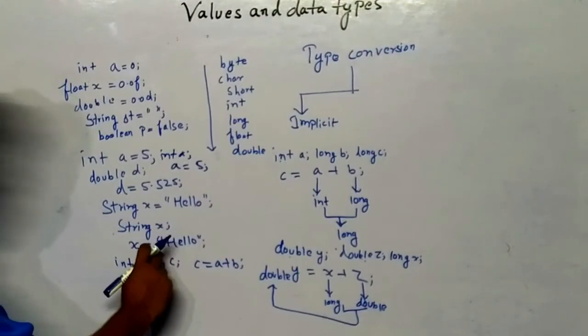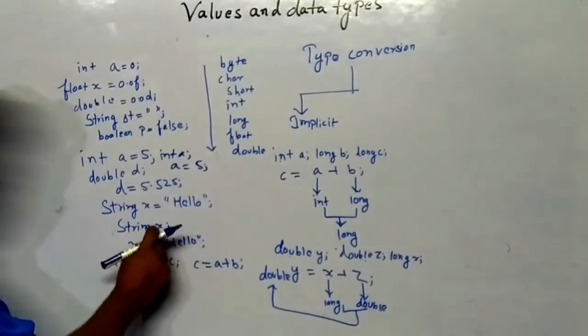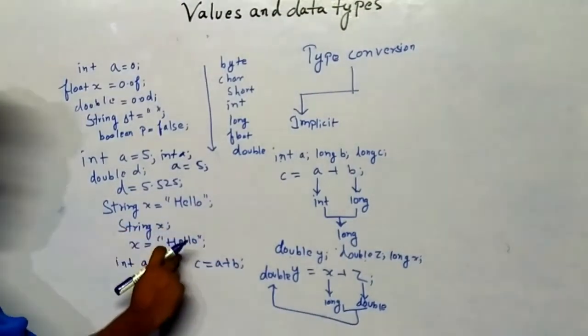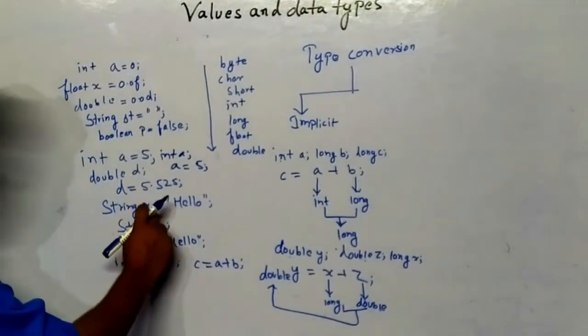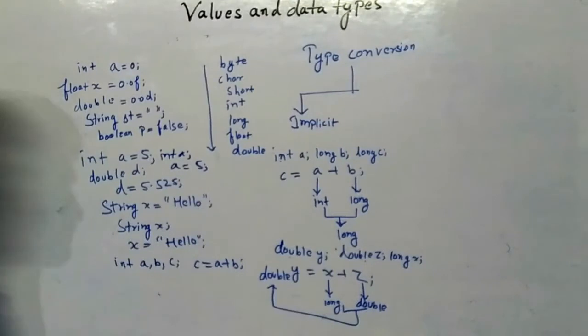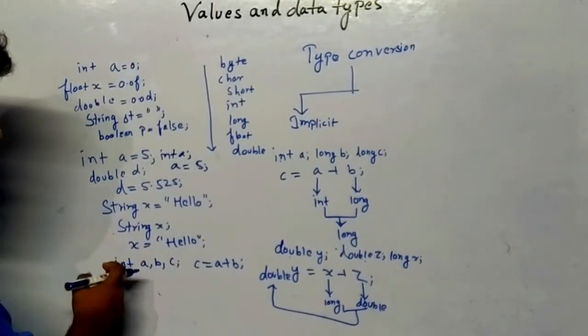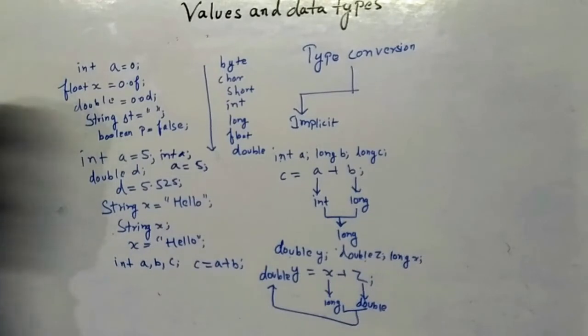String X is equal to hello. This is two ways, means first it is declared and then it is defined. Defined means assigning. And here also in one line only, declared as well as defined is done in the single line. You can do it in 2 lines also, and you can do it in 1 line only.